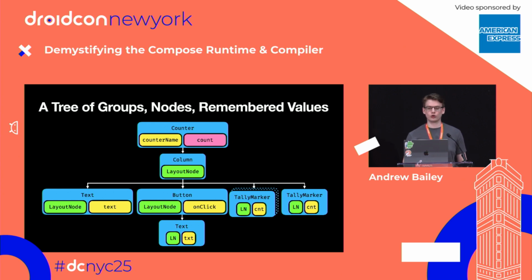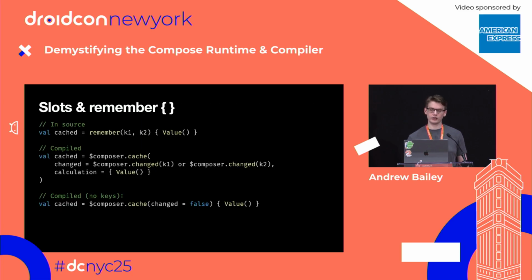One thing to bear in mind is that when you remember a value, the thing that we add to this tree is the remembered value itself. So in this case, even though count is a state, the object that gets added to this tree, to this group hierarchy, is the actual mutable state object instead of whatever value it holds inside of it. With that in mind, we can now talk about everything that we need for implementing the remember composable.